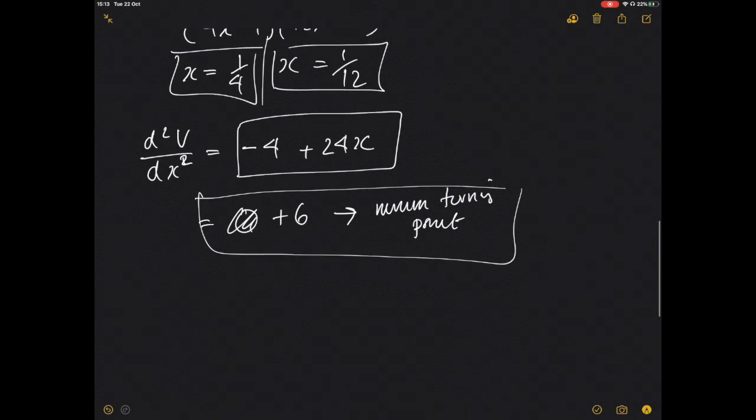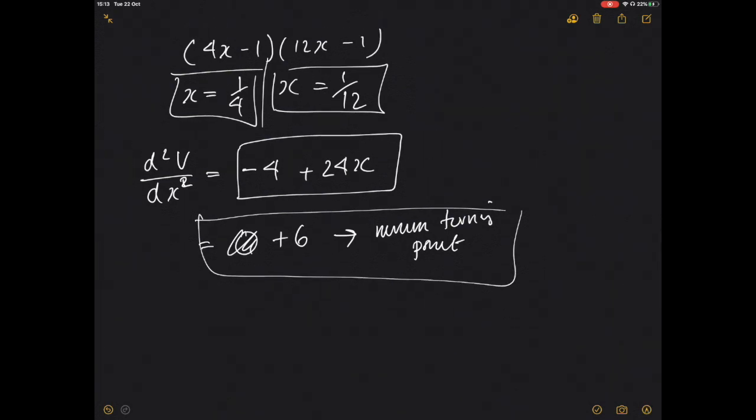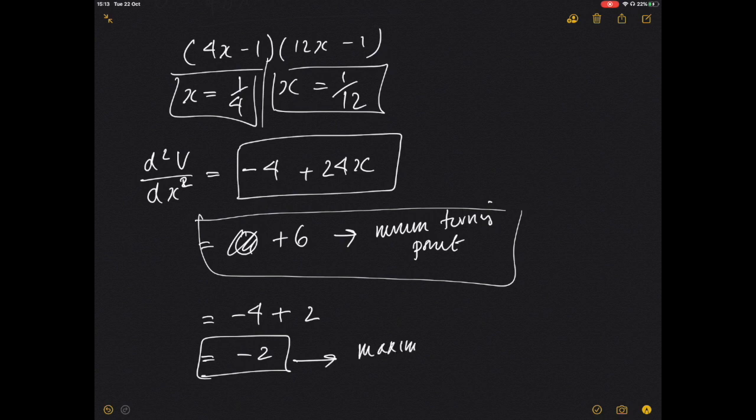We want to find the least value. So if we put in a 12, where we say that that would be negative 4 plus 12 times by 24, which is 2, we get that equals minus 2. Therefore, that would be a maximum turning point. Therefore, the value for x would have to be equal to 12.